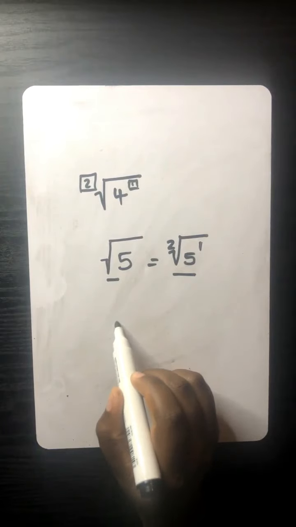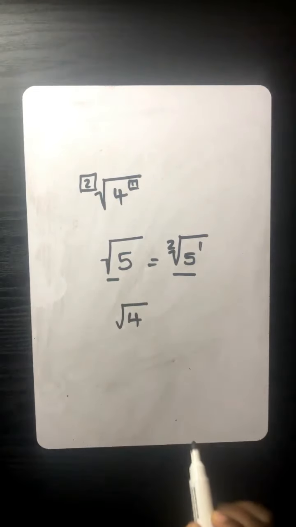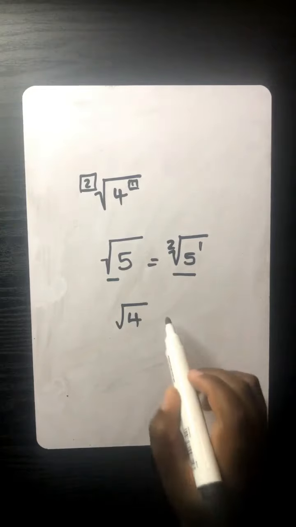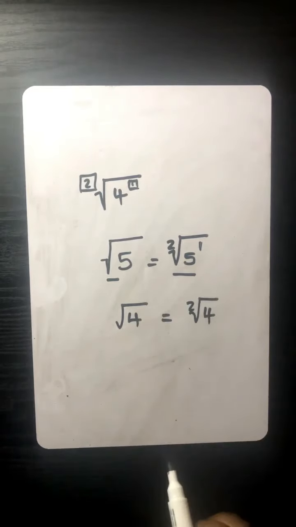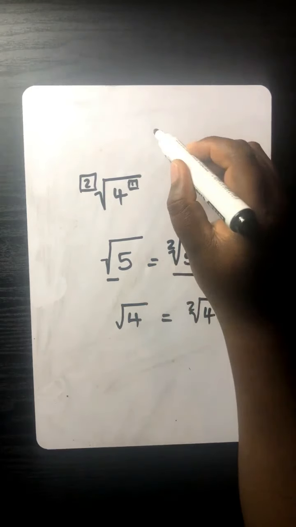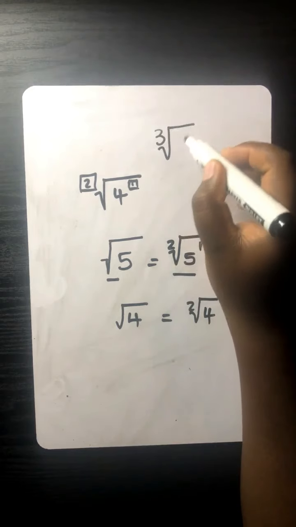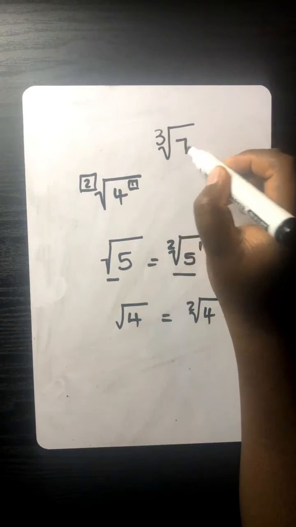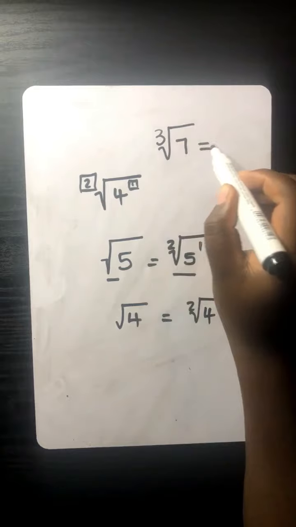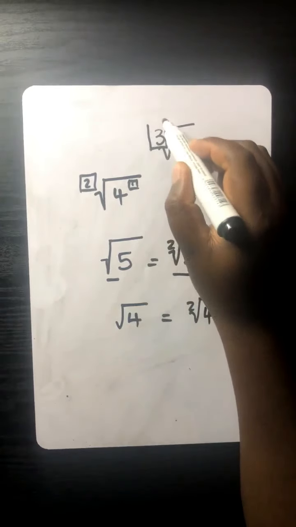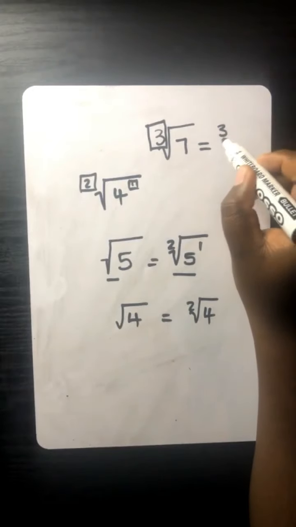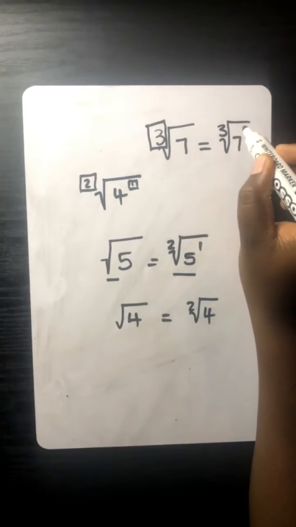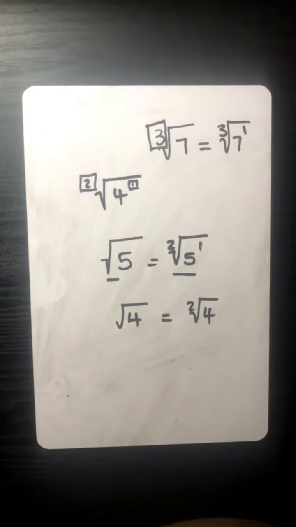A square root of 4 is the same as the 2nd root of 4. Guys, if we've got 3 square root of 7, then in this case, because they specified a number there, which is 3, that's when you know it's just the 3rd root of 7 to the exponent 1 over there.